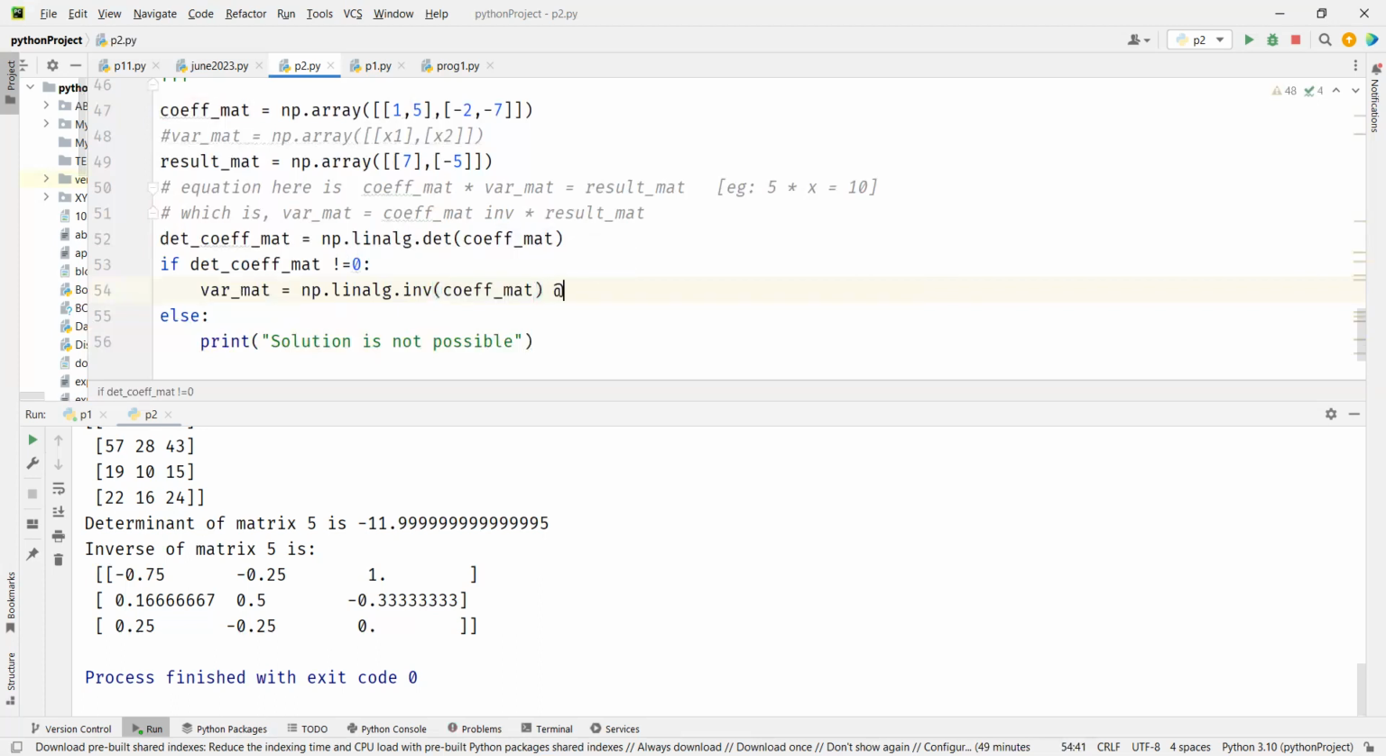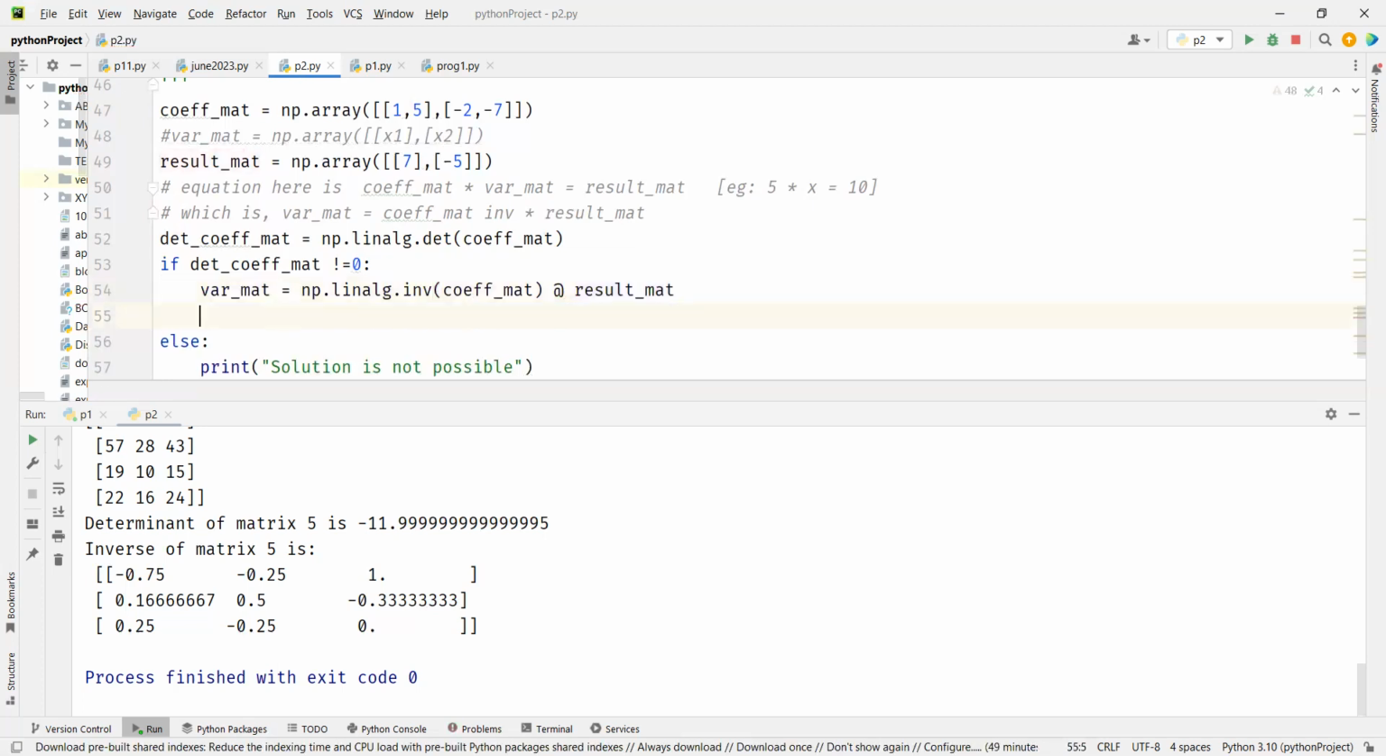Okay, at the rate matrix multiplication, at the rate your result matrix. Okay, and this you can print it. So if you want x1 is equal to, okay, this is a matrix of 2 rows and 1 column, variable matrix. The first value is x1. So how do you define the first value? 0, 0, right? First row, first column.